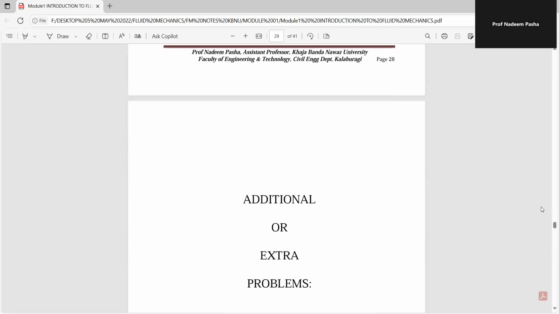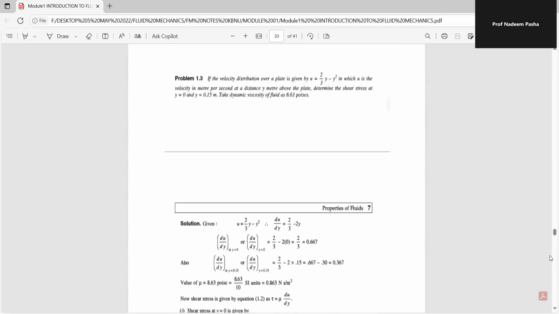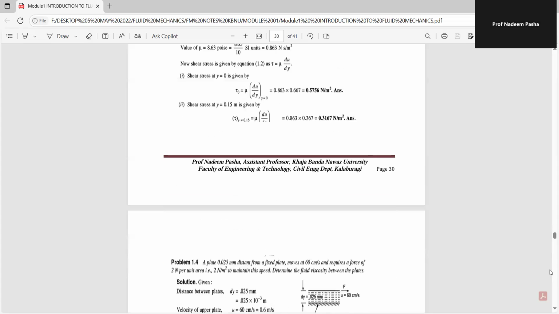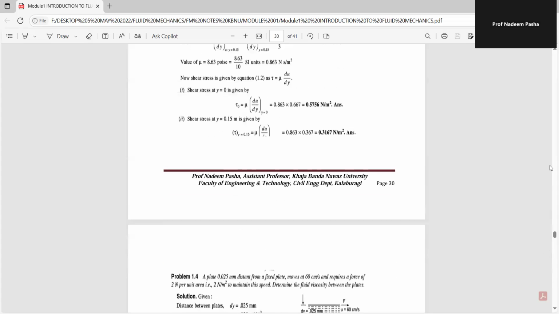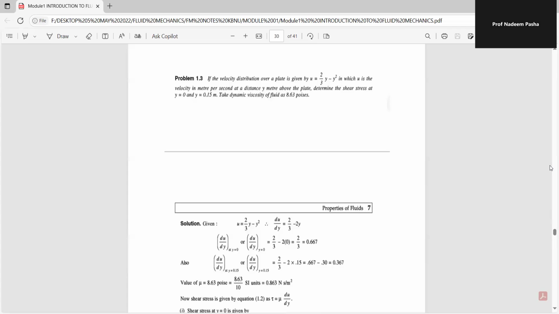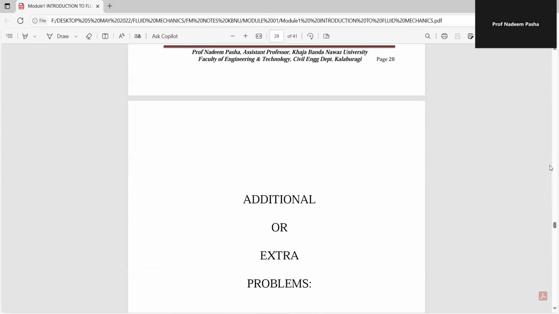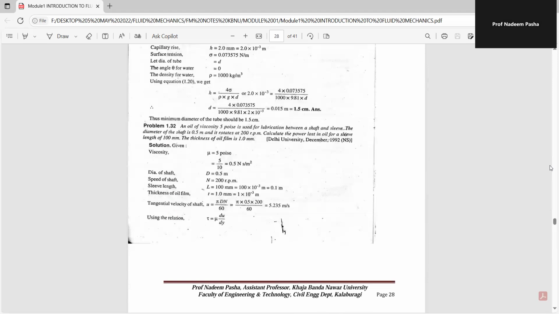Many problems are there, but what we will do is solve some other additional problems, because capillarity, I hope you have got an idea. Or else one more problem we will solve. Still some time is left.